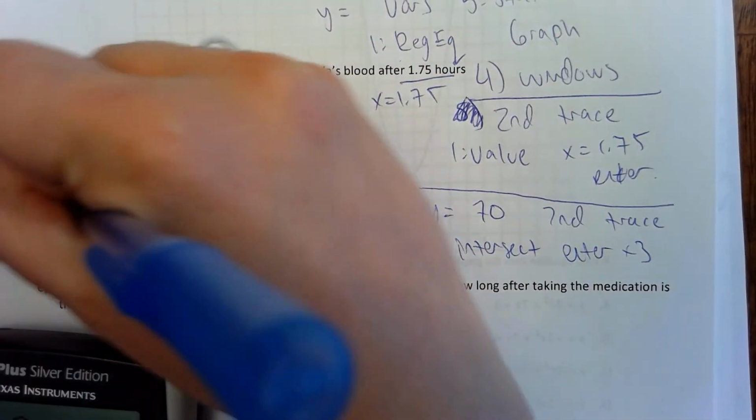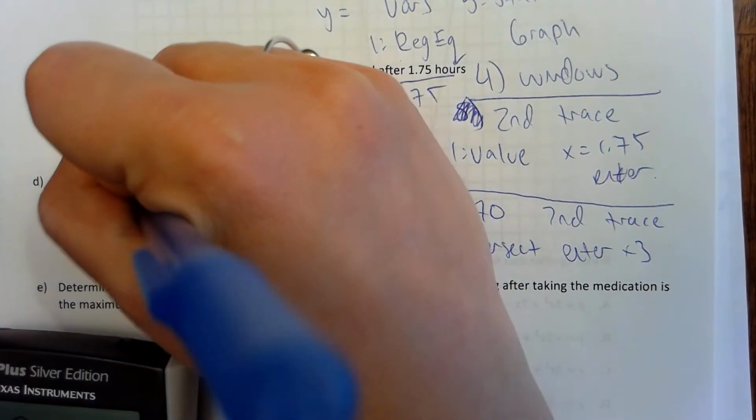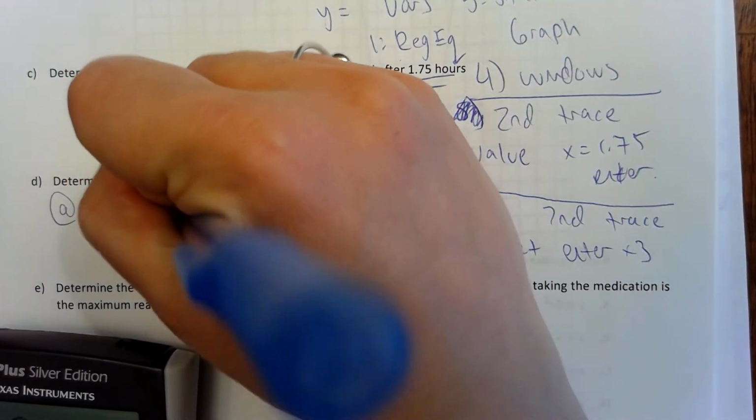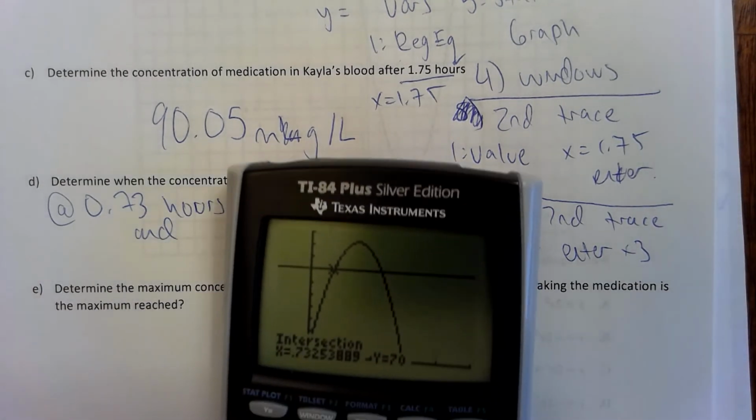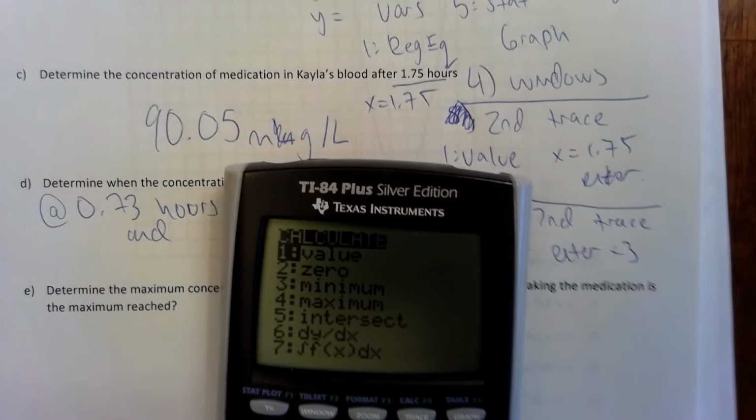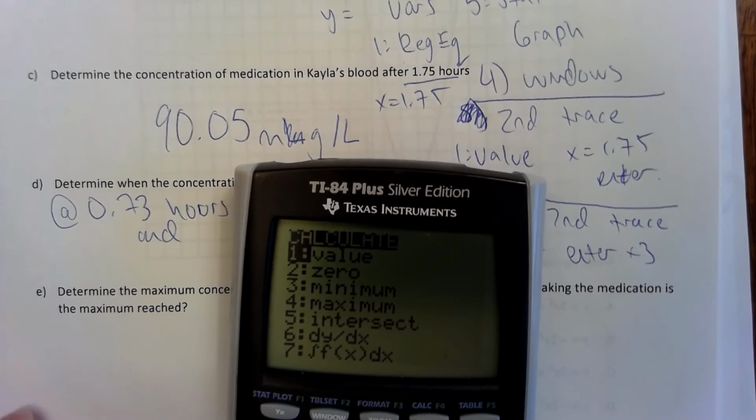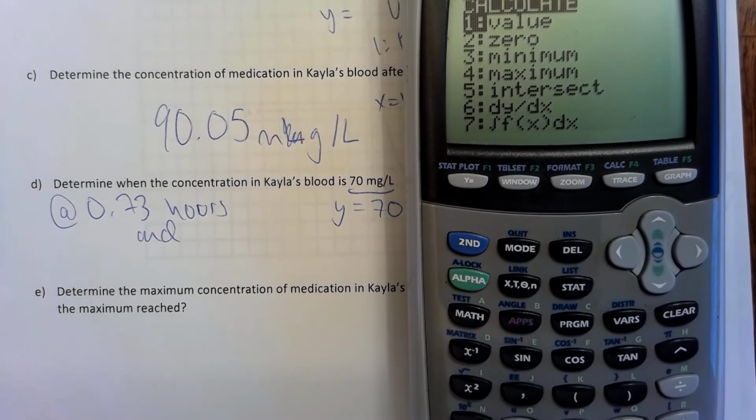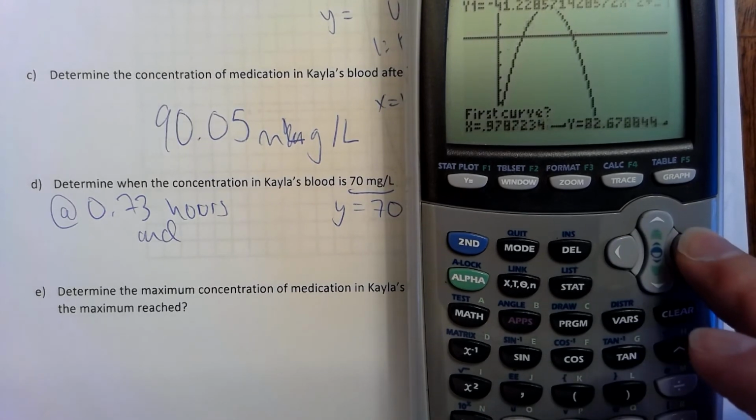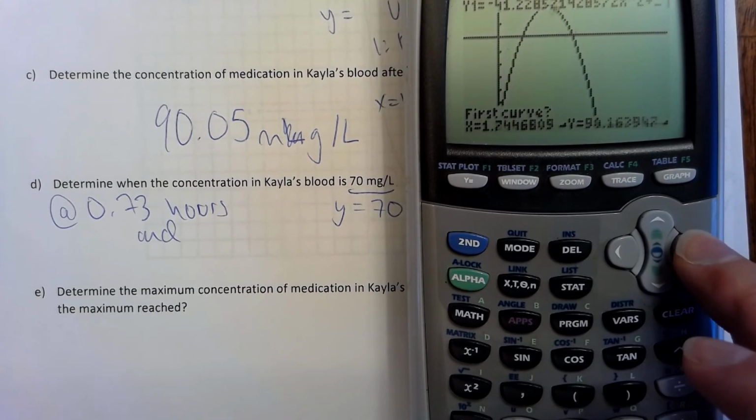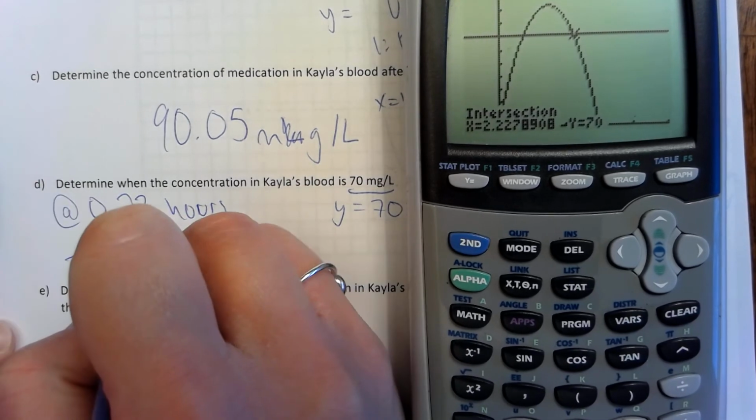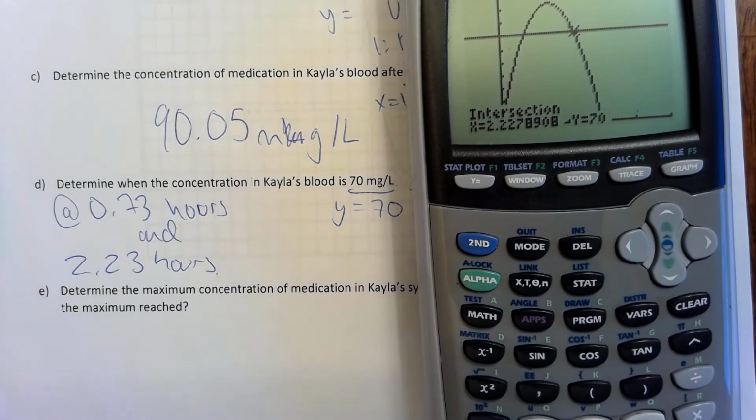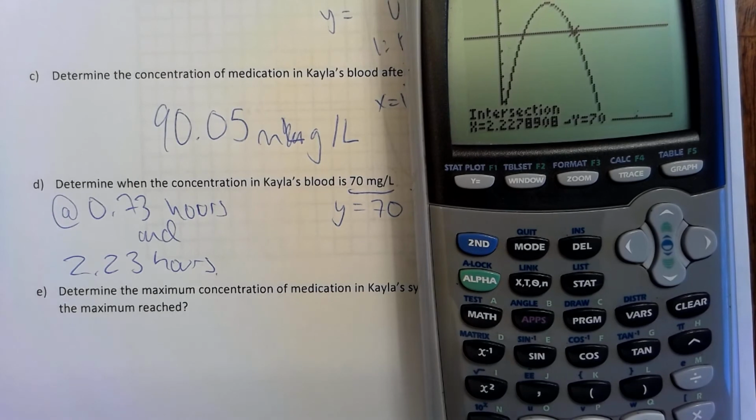So at 0.73, and our unit is hours. And I know I have a second answer, so we're going to do these steps again. Second trace, 5 for intersect. This time I'm going to move over to the one on the right, so it tells me the right one, or else it'll just keep telling me the left one over and over again. Hit enter 3 times. Just got to get close to it, so it knows which one you're looking at. 2.23 hours. So it happened 2 times during her migraine relief.